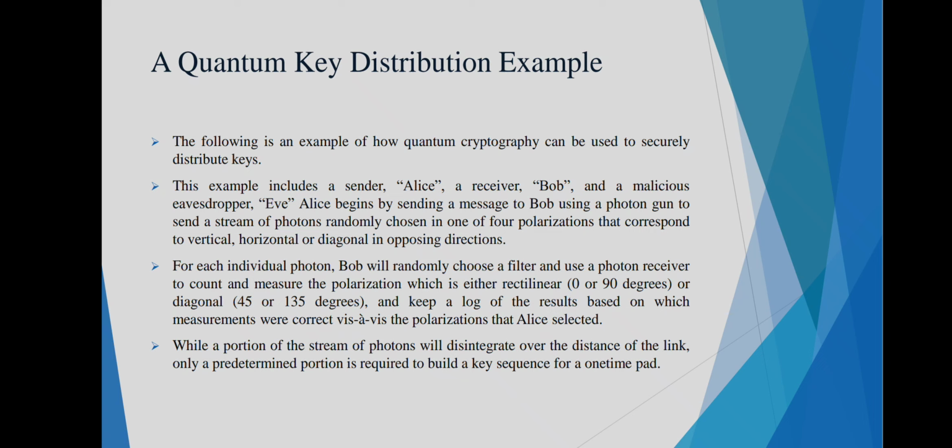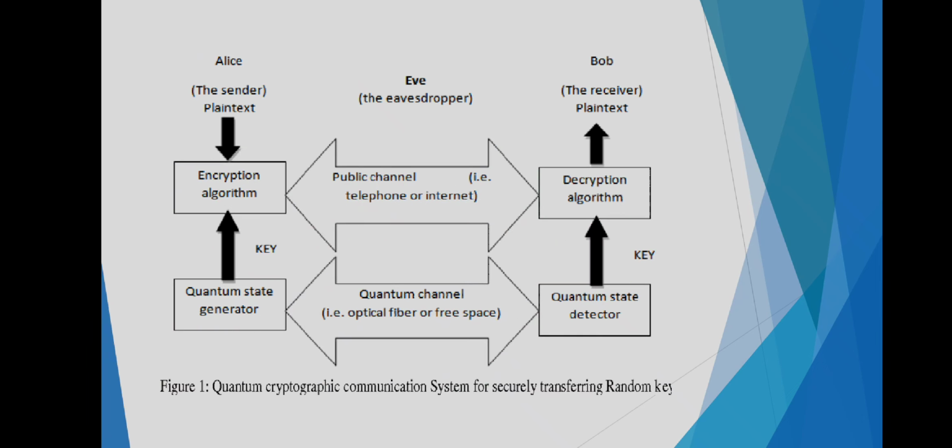For each individual photon, Bob will randomly choose a filter and use a photon receiver to count and measure the polarization, which is either rectilinear or diagonal, and keep a log of the results based on which measurements were correct. While a portion of the stream of photons will degenerate over the distance of the link, only a predetermined portion is required to build a key sequence for a one-time pad. We can look at the diagram explaining this.